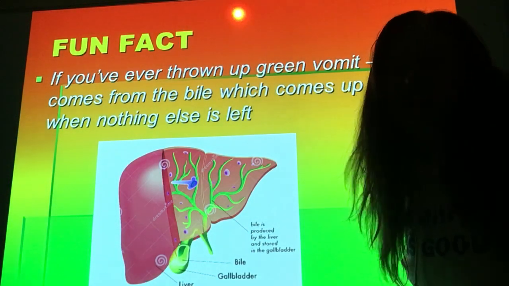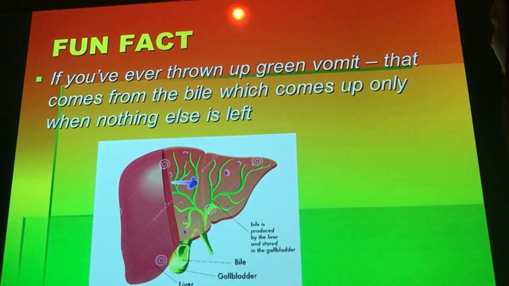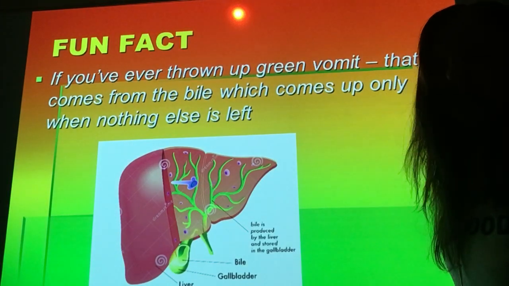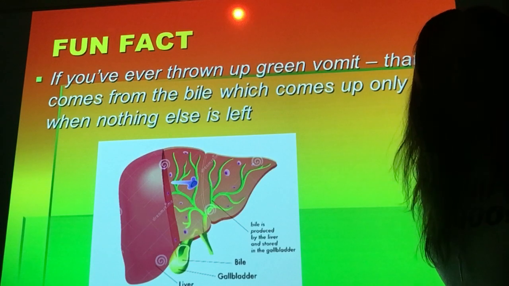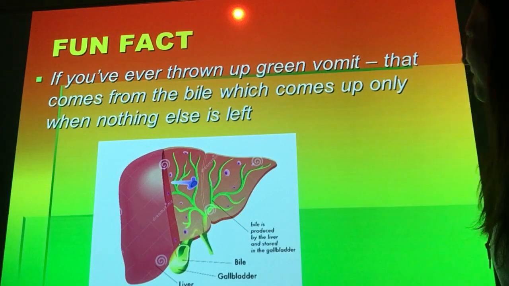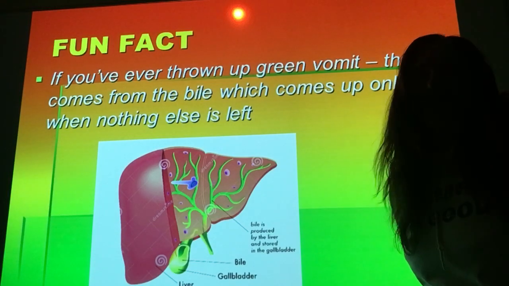Fun fact, oh, here's a pleasant thought. Hopefully you're not reading this first thing in the morning. If you've ever thrown up green vomit, that comes from the bile, which comes up only when nothing else is left. I had food poisoning once, and not to be gross, but sometimes you get sick and you throw up, and if you keep throwing up and there's no food left and your body's still trying to throw up, well, then you've gone into the bile. So there you go, fun fact of the day. I know, it's gross, but this is biology.